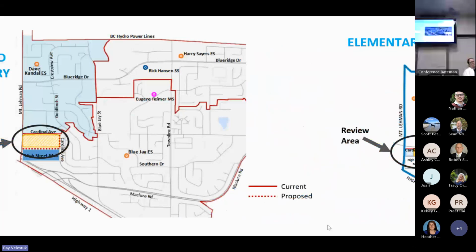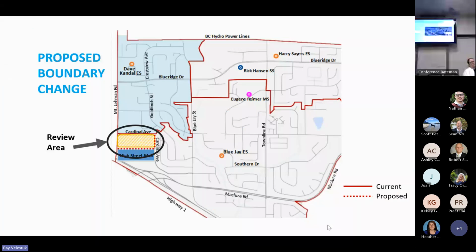So, and this one is a very simple move as well. There's currently no students residing in the review area. If we wait much longer to approve the boundary review, there may be students living in the review area. And in fact, there may be now even. I'm not 100% sure. You see the boundary right now runs along Cardinal Avenue. The proposal is to move it to just north of the High Street Mall, so that everything in that shaded area would become part of the Dave Candle catchment.